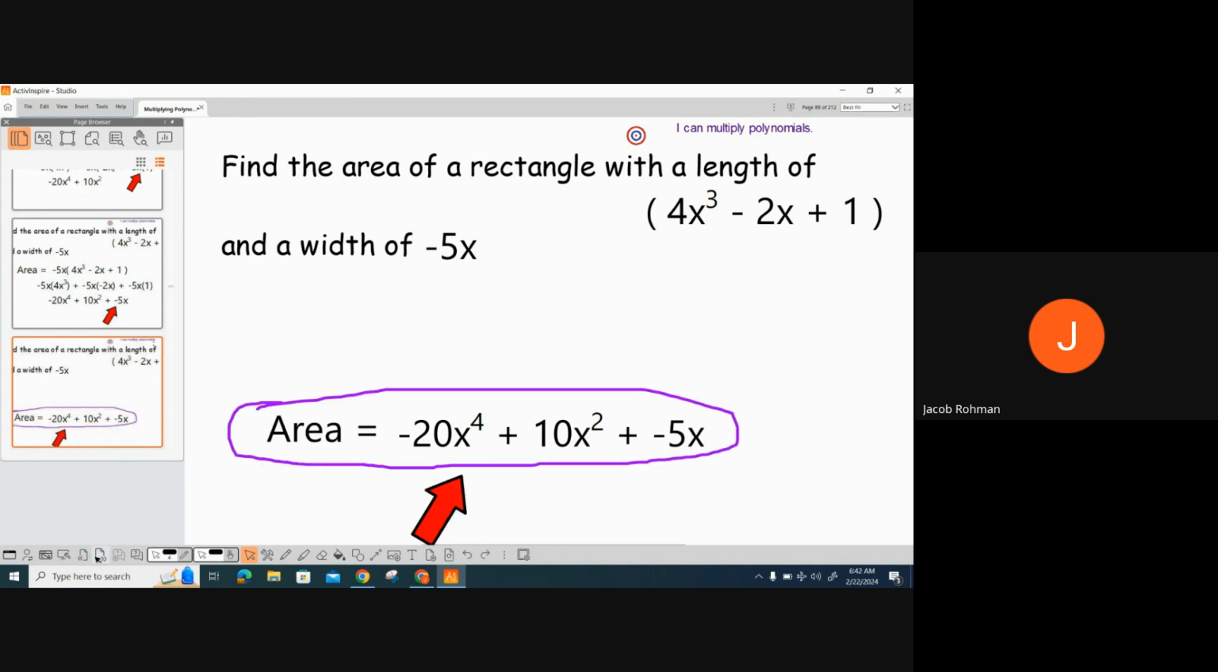So here we would say the area of this rectangle is the expression circled in purple.